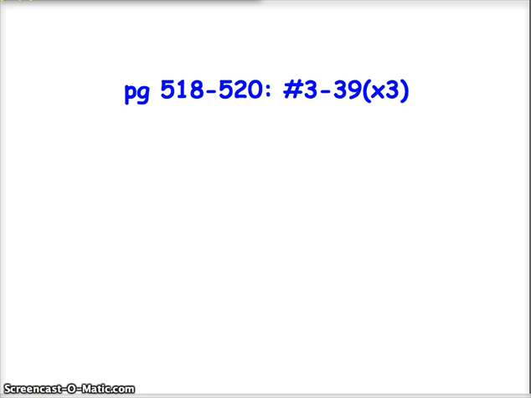Your assignment is on page 518 and 520, numbers 3 through 39, multiples of 3. Lauren, if you will look at the website, there should be a worksheet for you, or actually I will be able to go ahead and scan these pages and attach these pages underneath. So Lauren, look for that on the website.